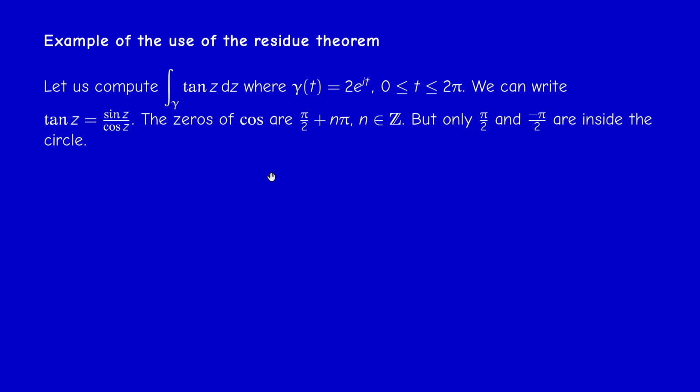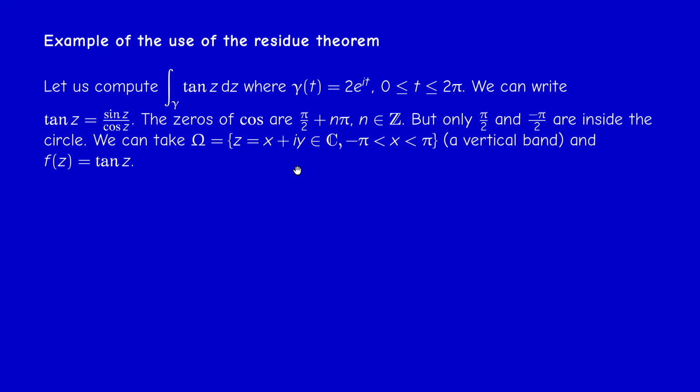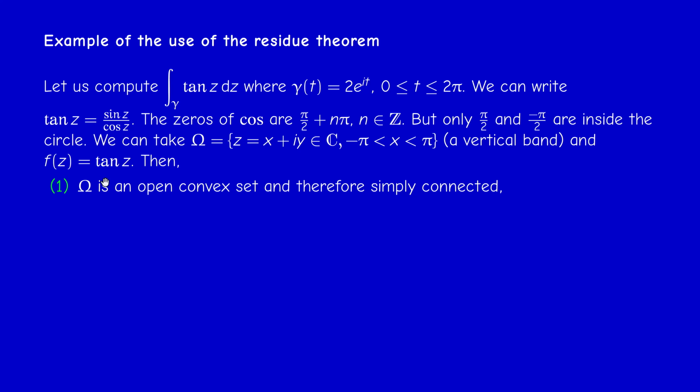So actually here, you can take omega to be any band containing the circle. For example, you can take minus pi to pi, because pi is bigger than 2. This is, of course, a convex domain, so it's simply connected. On this domain, f has two singularities, pi over 2 and minus pi over 2. So omega is an open convex set and therefore simply connected. It contains the circle, and f is holomorphic on omega without minus pi over 2 and pi over 2.